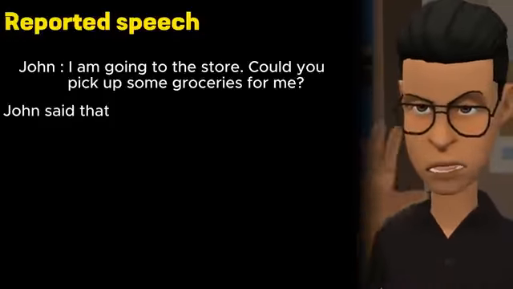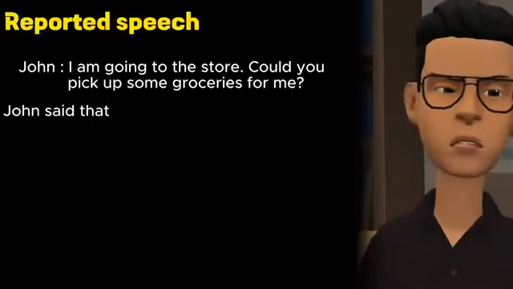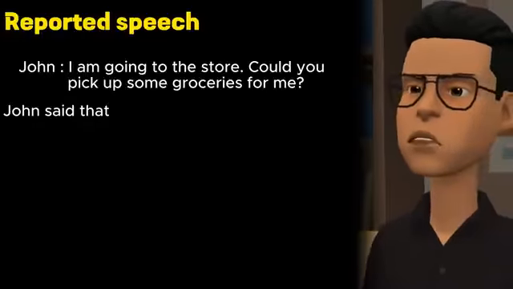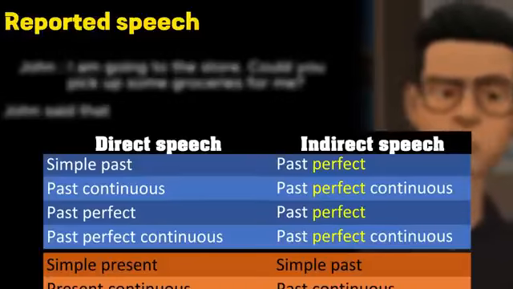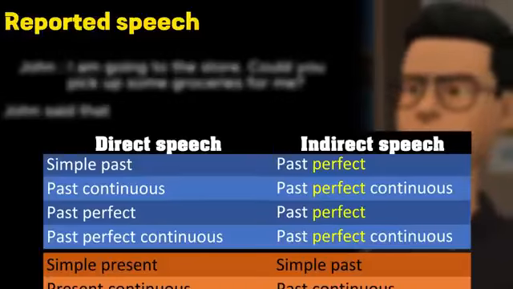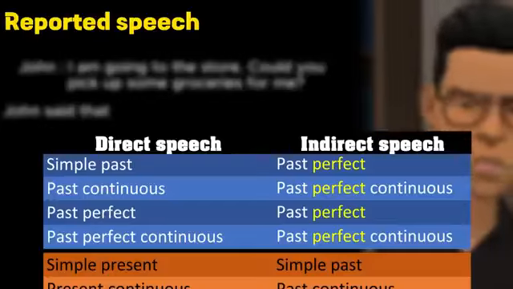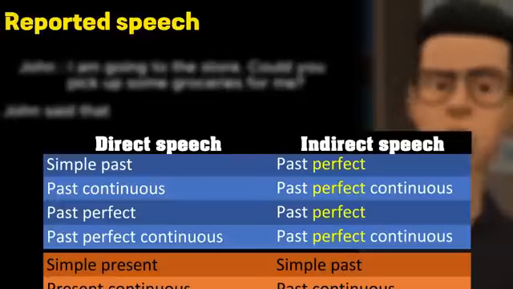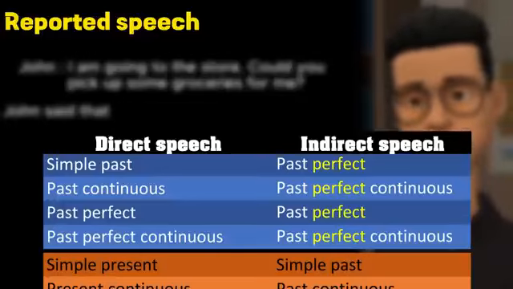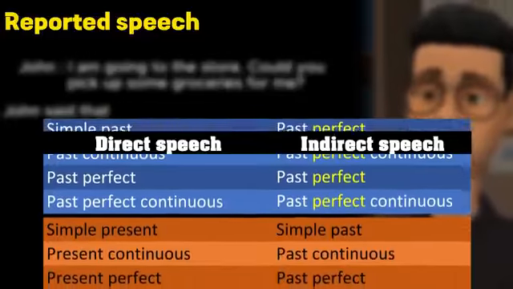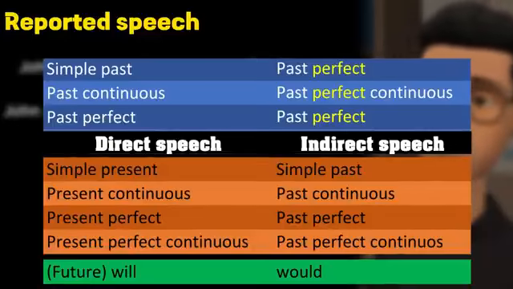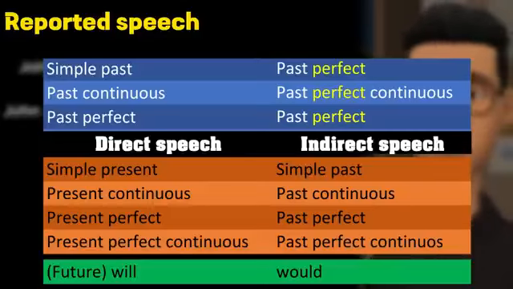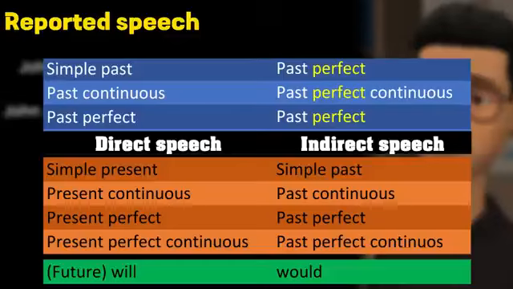The tense also changes. If the direct speech is in past, it converts into the perfect form. Means, if simple past, it will become past perfect. If past continuous, it will be past perfect continuous. If past perfect continuous or past perfect, it will remain the same. What happens to the present tense? It converts into its past form. Means, simple present will change to simple past, present continuous to past continuous, present perfect to past perfect, and present perfect continuous to past perfect continuous.